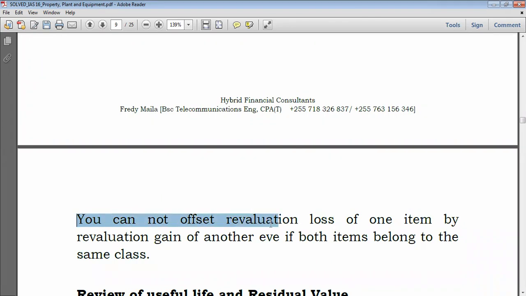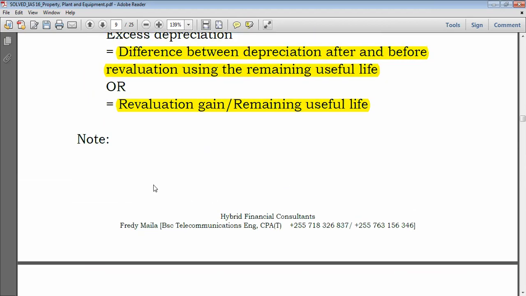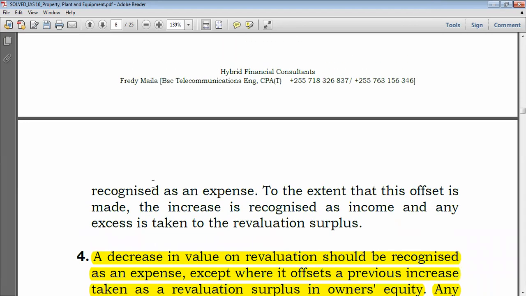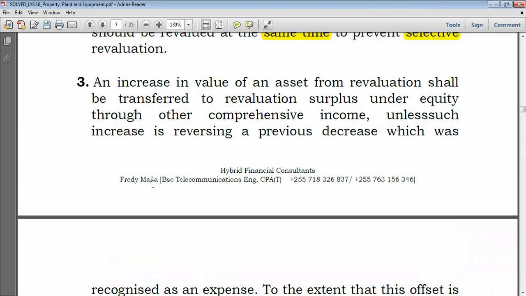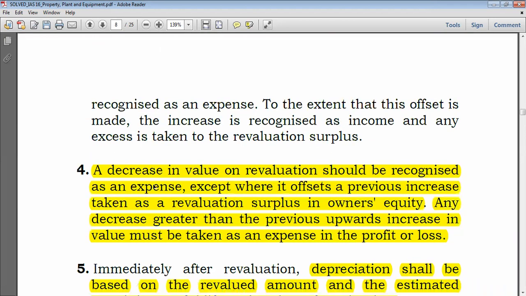You cannot offset the revaluation loss of one item by the revaluation gain of another, even if both items belong to the same class. When offsetting, let's just go back here. I think you remember point number 3 and point number 4. I said that if there is a previous revaluation gain, it is usually taken to other comprehensive income. But if it's offsetting a previous loss that went to profit or loss, you also take it to profit or loss.